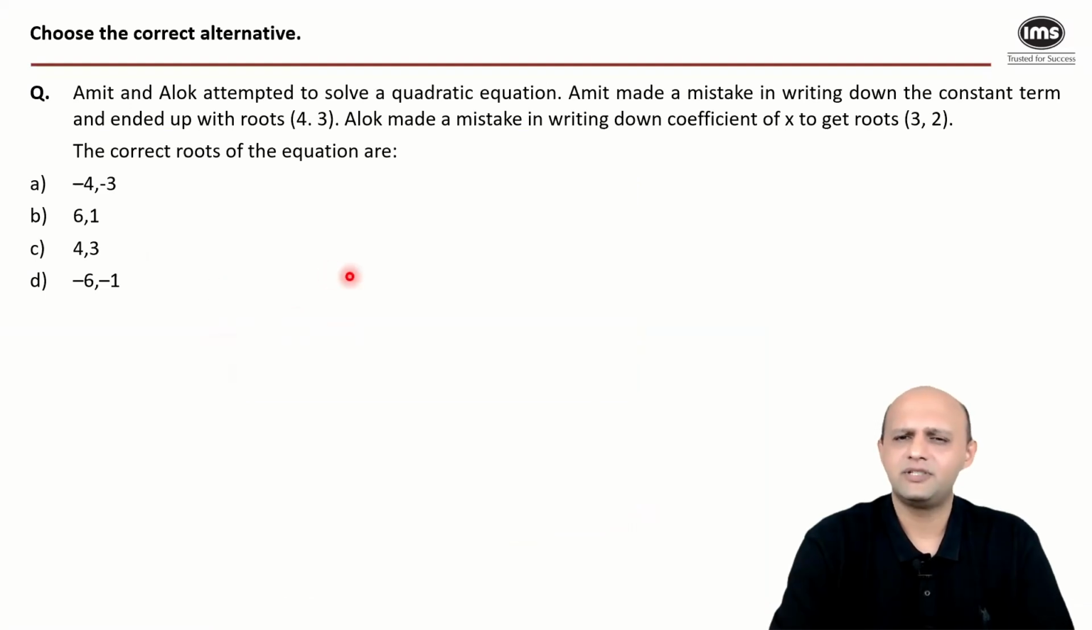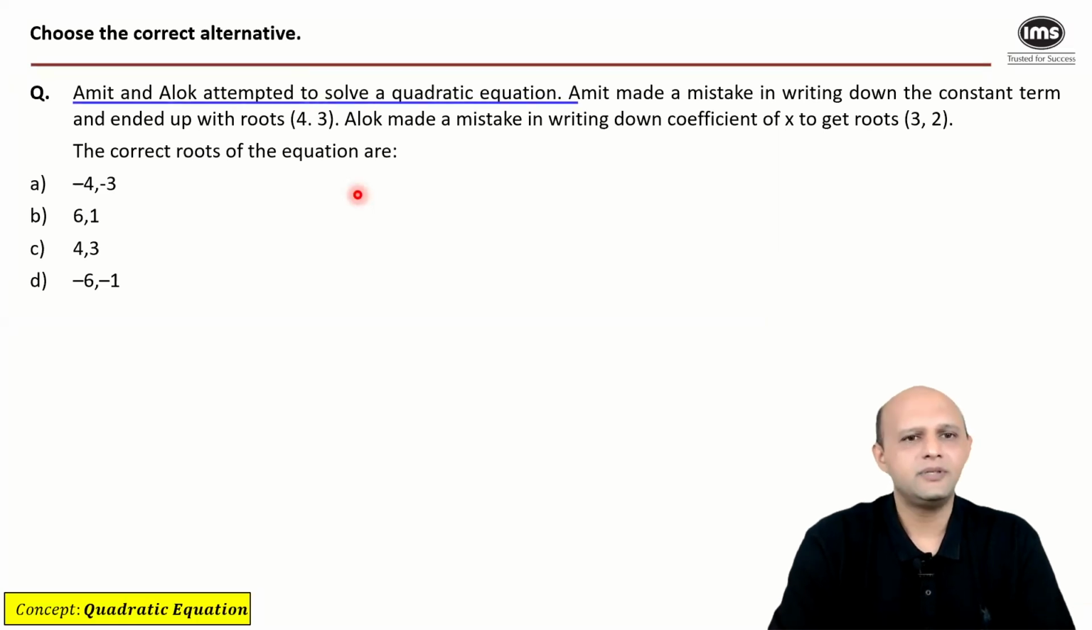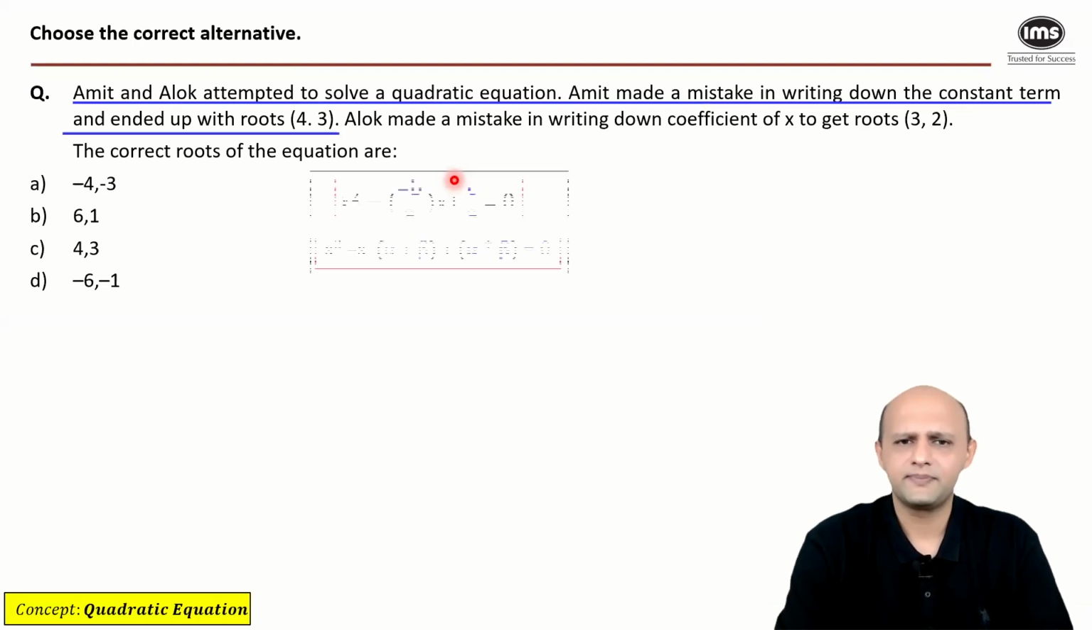Again, a question which is very, very common, which most students are very familiar with. Okay, a question on quadratic equation. Let's read the question. Amit and Alok attempted to solve a quadratic equation. Amit made a mistake in writing down the constant term and ended up with roots as 4 and 3. Let us pause for a bit here and try to make sense out of this.